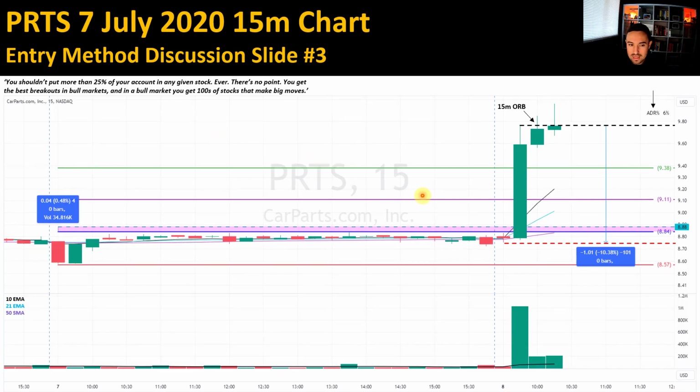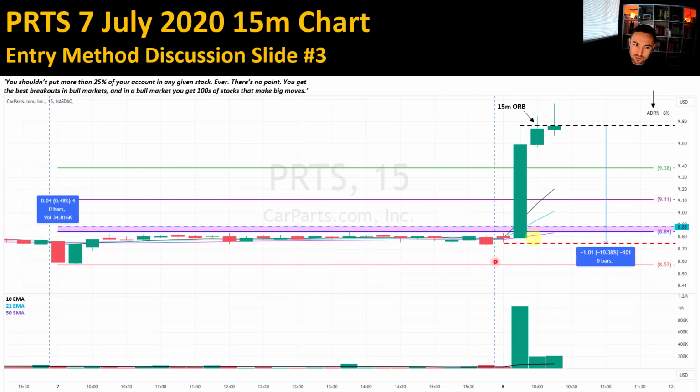Now, this would be using, say, the 15-minute chart and opening range breakouts or opening range highs, whatever you want to call it. So in this instance here, you are looking for the stock to break out. And at the end of this video, I'll take you through opening range breakouts on a 1 and 5 minute chart. With these setups here, I couldn't go back. I don't have the data. TradingView will not go back far enough to get the 1 minute chart and the 5 minute chart.